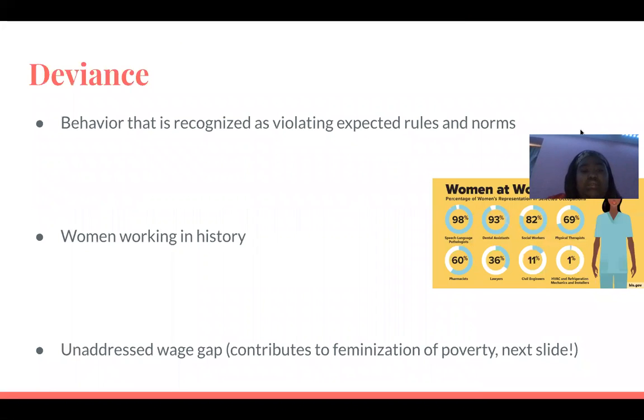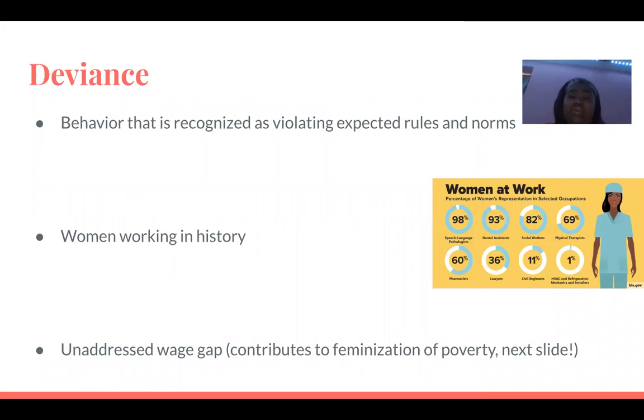So deviance is the behavior that is recognized as violating expected rules and norms. An example of deviance would be women working in history, and how it was looked down upon if a woman was working because that was considered a man's job. A woman was expected to be in the kitchen or taking care of the children. So deviance definitely plays a part in that, and the wage gap kind of goes into depth with that.